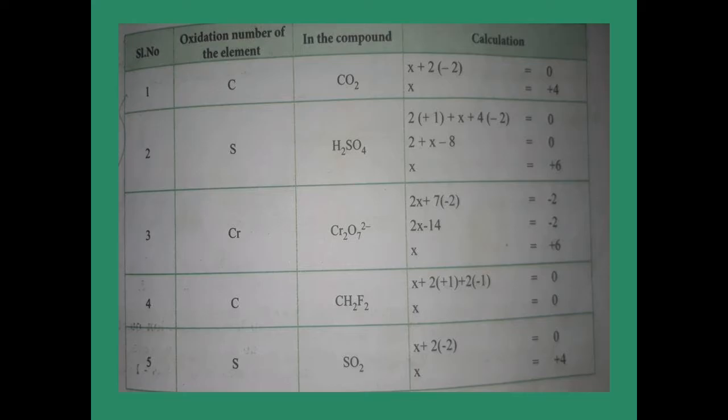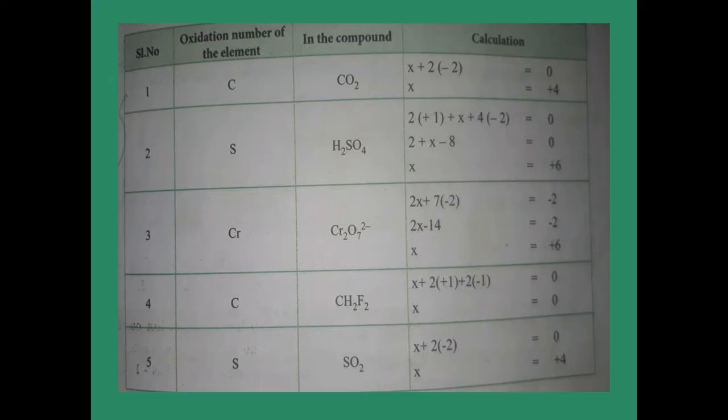Next chromium, Cr2O7 2-. Here it is a polyatomic ion, so the net charge is equal to -2, and we are going to find out the oxidation number for chromium. So put X for chromium. How many chromium? 2 chromium, so 2X plus 7 oxygen, and oxygen oxidation number is -2, so 7 into -2. After calculation we get the oxidation number for chromium is +6.